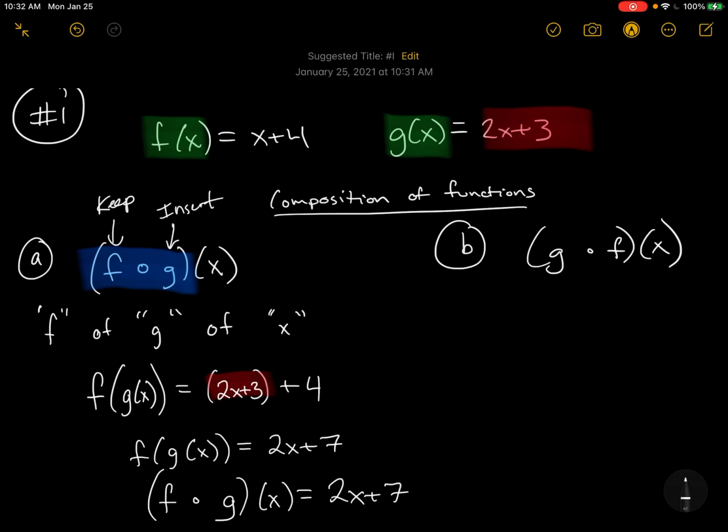Now, sometimes they'll give you a value for x. You might have to plug in 2, for example, as your last step. But the steps don't change. We're still looking for 2x plus 7. And again, make sure we understand that notation on the other side.